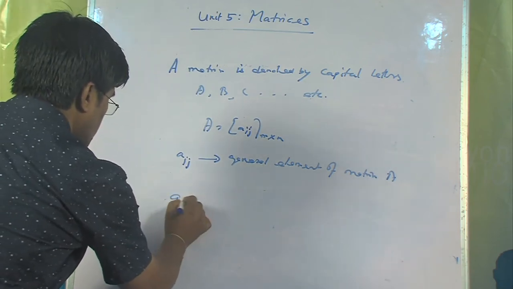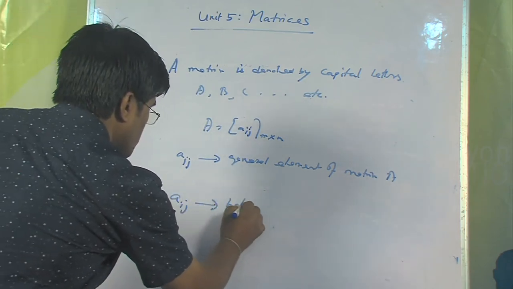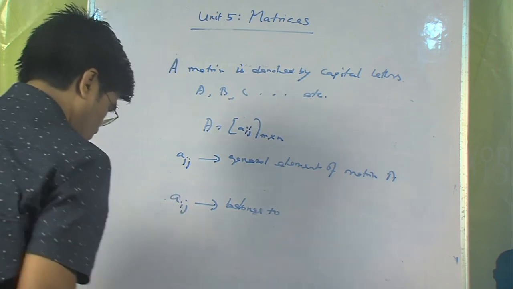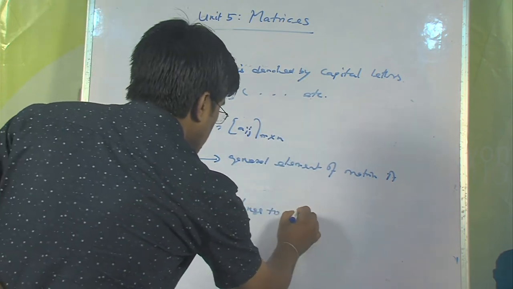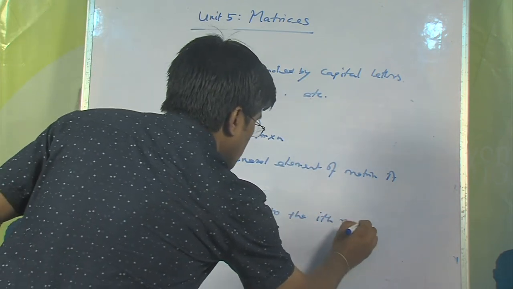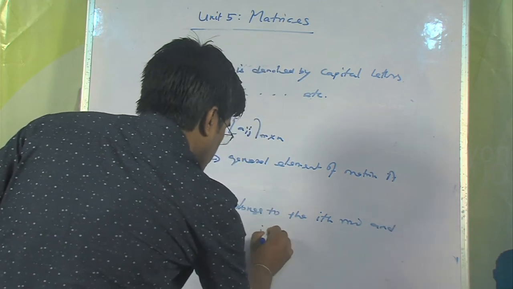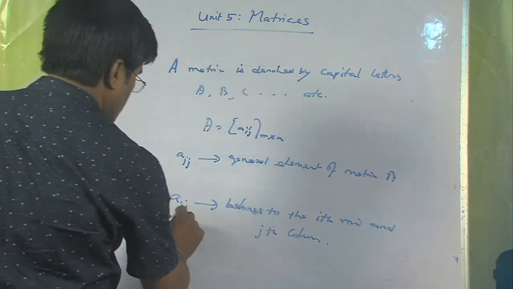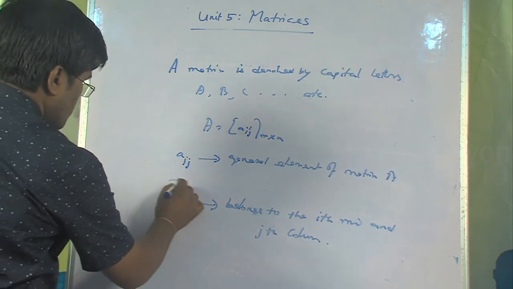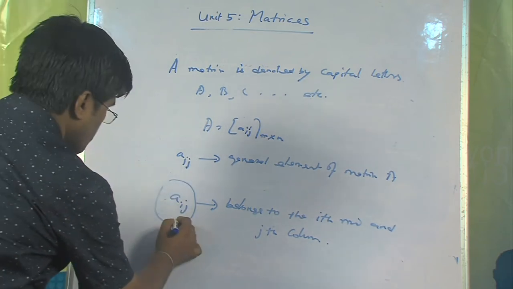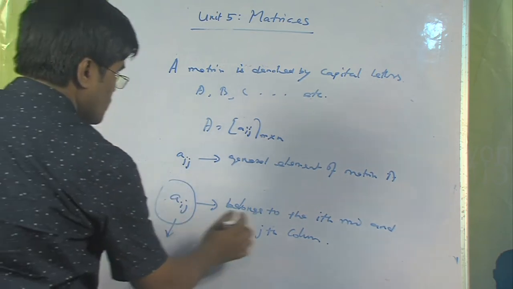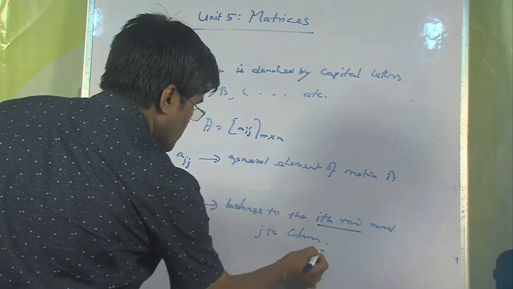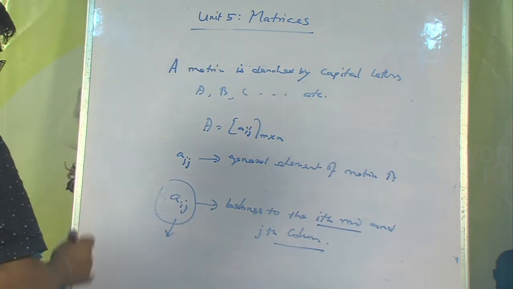So a_ij, this element belongs to the ith row and jth column. The position of this element is at the intersecting point of the ith row and jth column.